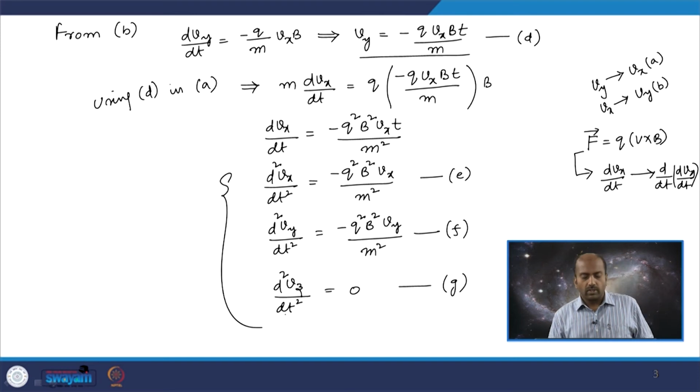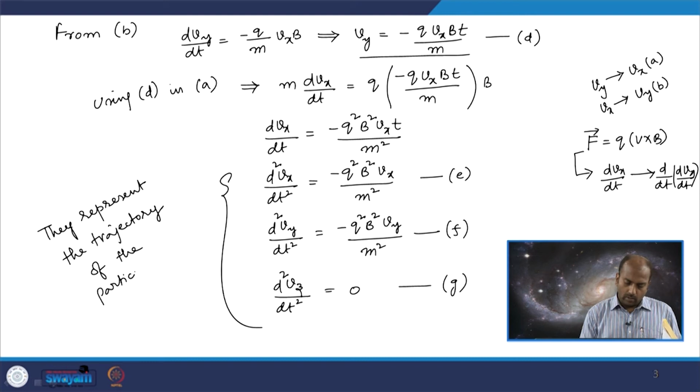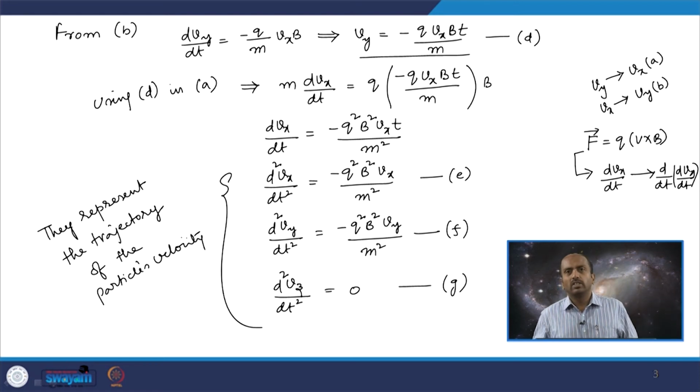What do they represent? They simply represent the trajectory of the particle's velocity. How does it look?